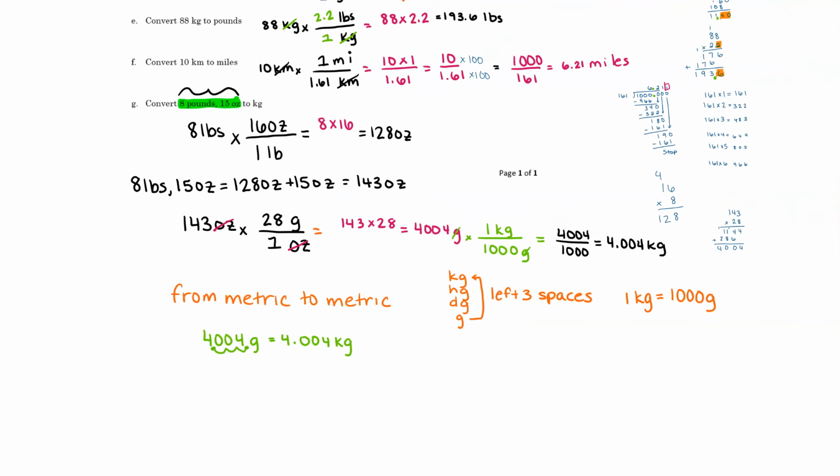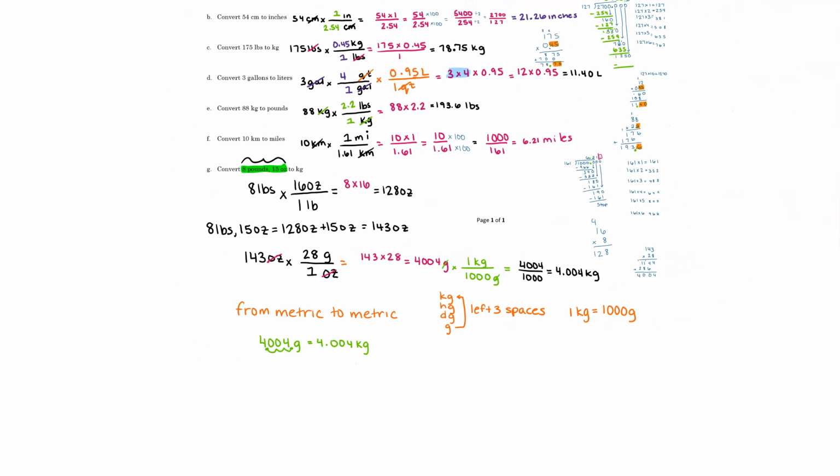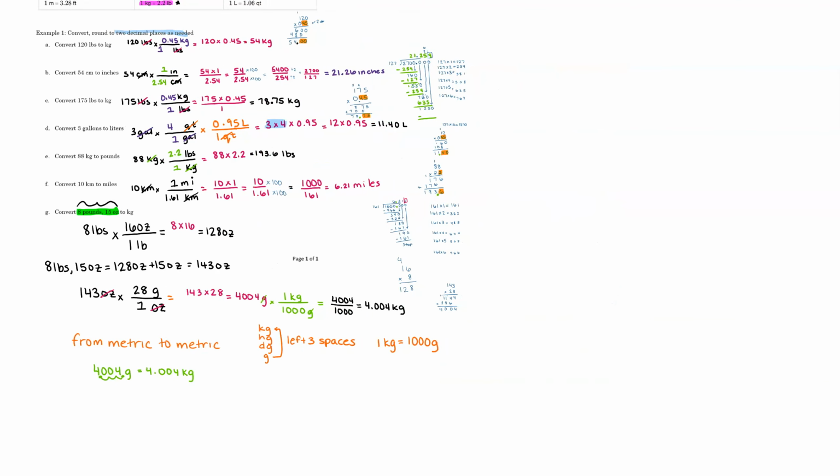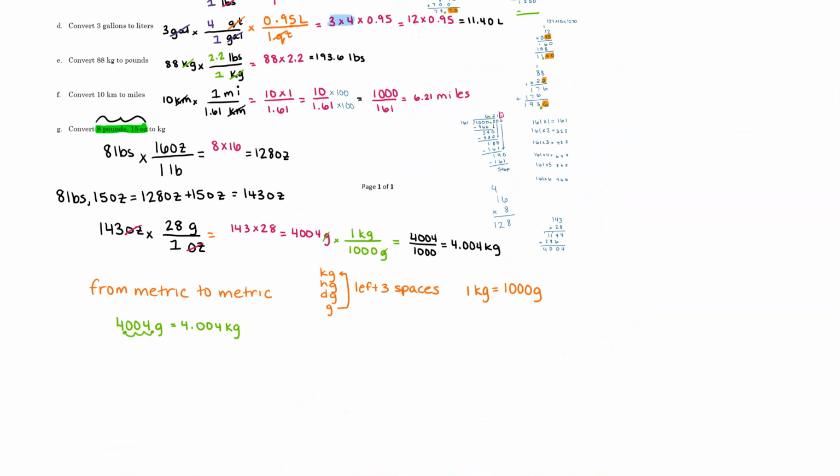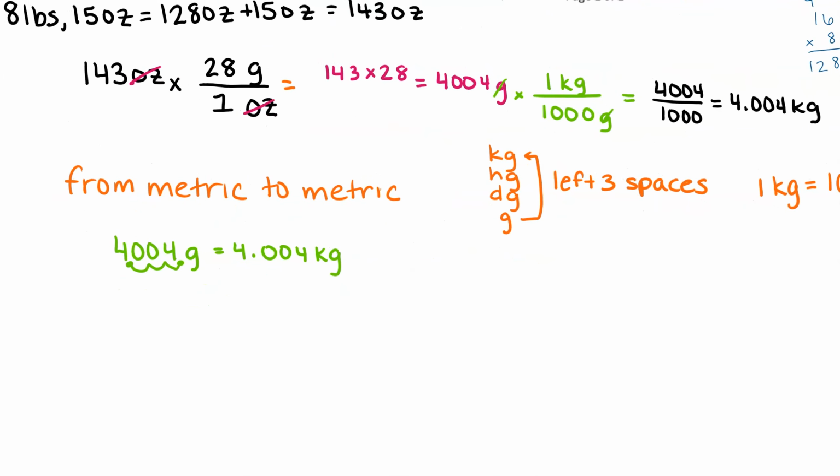Now, don't forget that the directions still said round to 2 decimal places. I have to zoom out so far to find that. It still says round to 2 decimal places. So we wouldn't be done if we typed this in. We would probably get it wrong. We need to break here, 2 decimals, look to the right. That 4 tells me to keep it. So my final answer is going to be 4.00 kilograms.